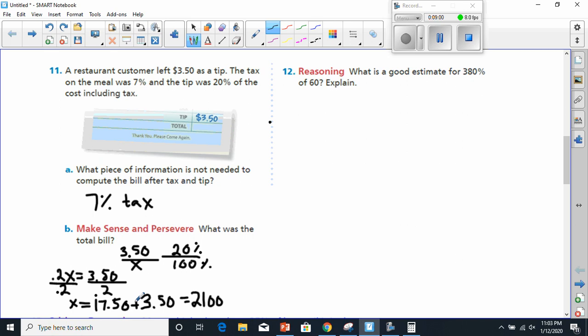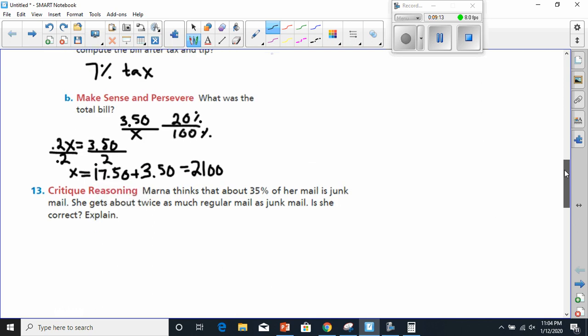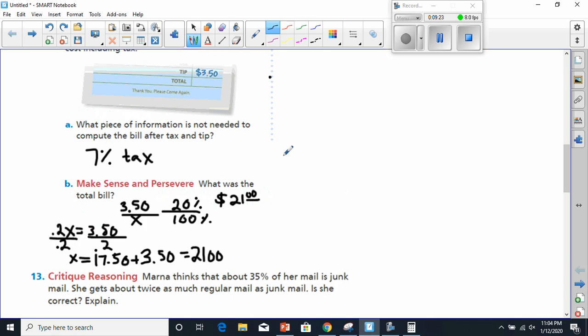Yep, 21 bucks. 17 plus 3 is 20, 50 and 50 is 1, 21. So that's number 11. And I guess I should put over here $21 for the final answer. Now we're off to number 13.